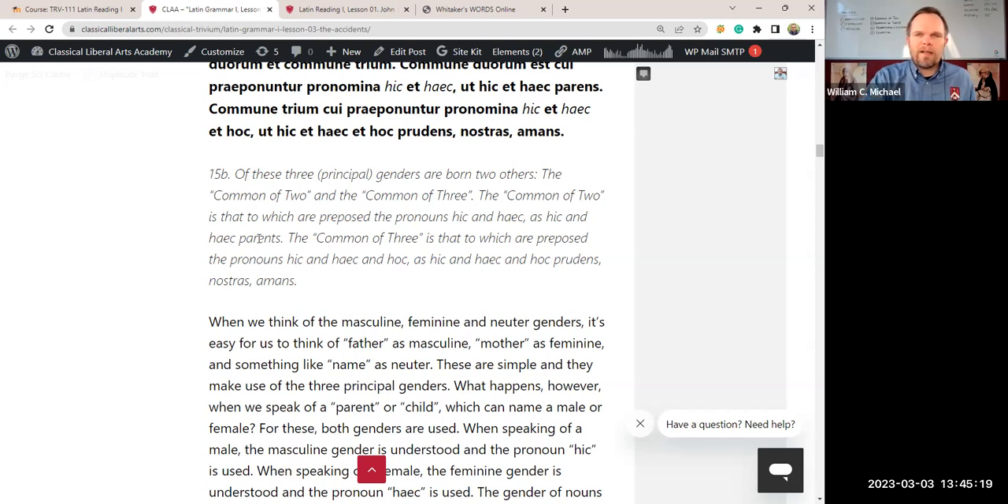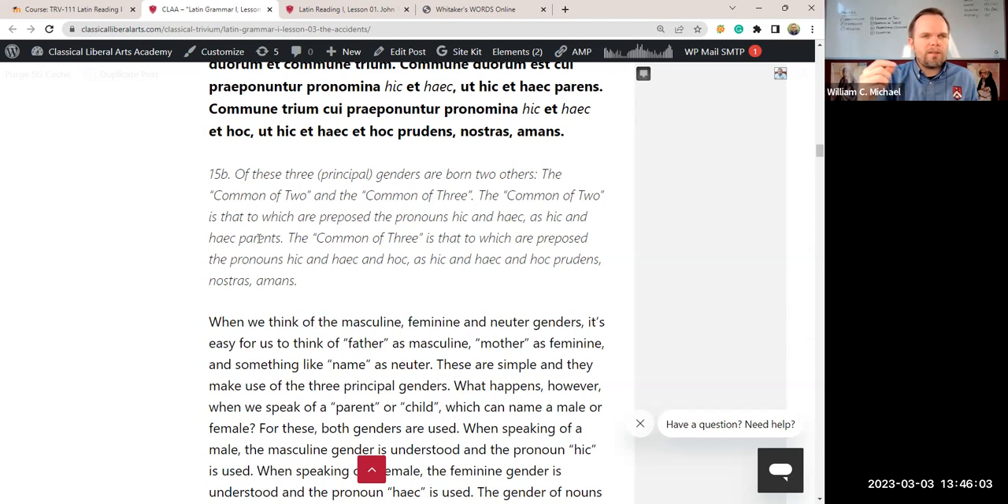So if I want to identify a noun and say that this noun is masculine, let's take the word deus, right? If I wanted to show that deus is masculine, I could stick the pronoun hic next to it and say hic deus. Okay, hic deus, that shows us that deus is masculine. How do I know deus is masculine? Because it's got the pronoun hic set before it. So hic is a sign of the masculine, and you could put hic next to a word to show that it's masculine.